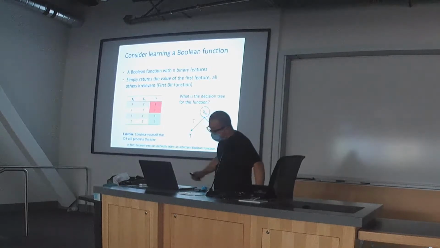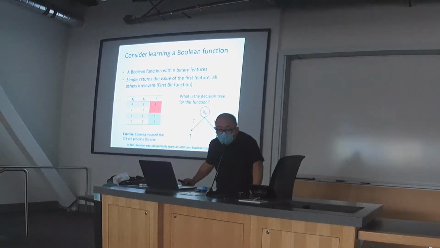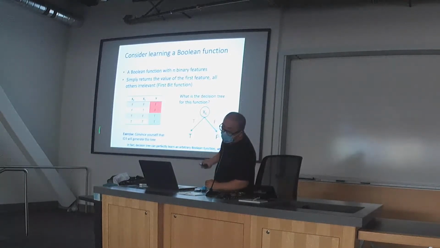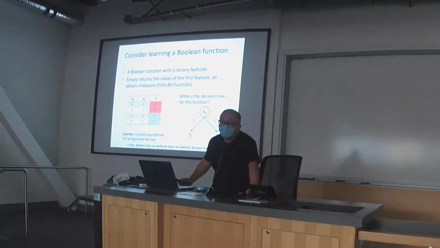Here I want to emphasize, no matter what kind of Boolean function you have, as long as you provide all the instances, meaning 2 to the power of n instances, with their labels to the decision tree, it can perfectly learn this Boolean function. Why?